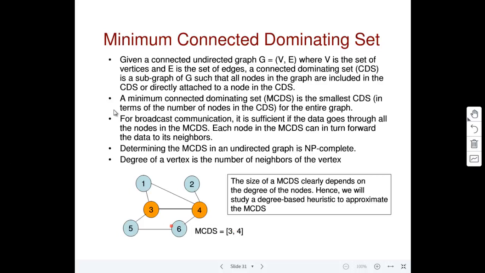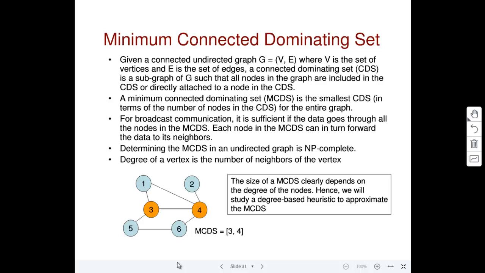So again, the entire set of vertices could be considered as a connected dominating set because it still satisfies the definition. A vertex is either in the set or at least one of its neighbors is in the set. So what we want is a minimum size connected dominating set. What is the smallest set of vertices such that for any vertex in the graph it is either in the CDS or has at least one neighbor in the CDS?